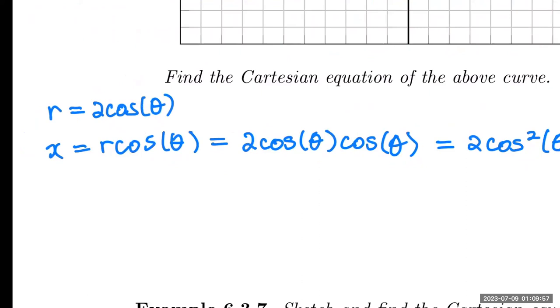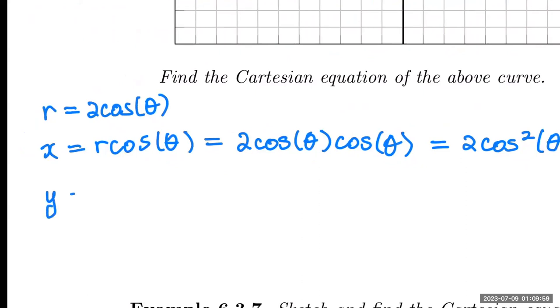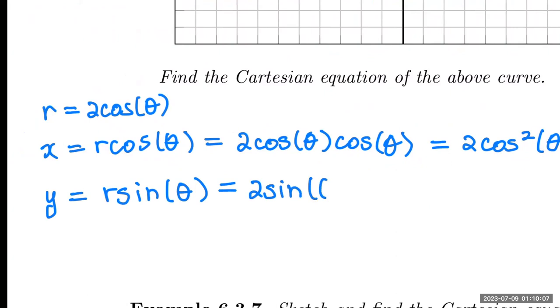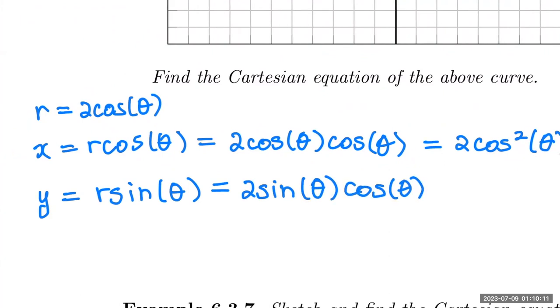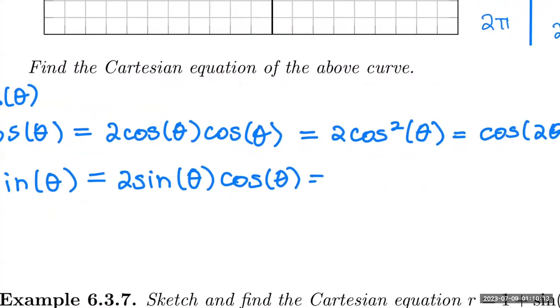Okay. So we're going to save this. And now let's work with the y. We know that y is equal to r sine theta, which is equal to 2 sine theta cos theta. And so using the half angle identity or double angle identity, this is equal to just sine 2 theta.